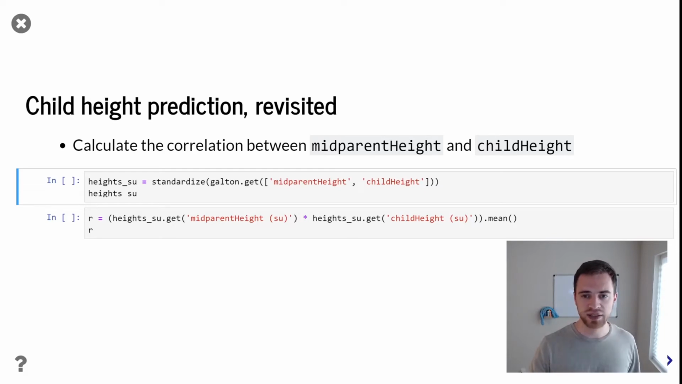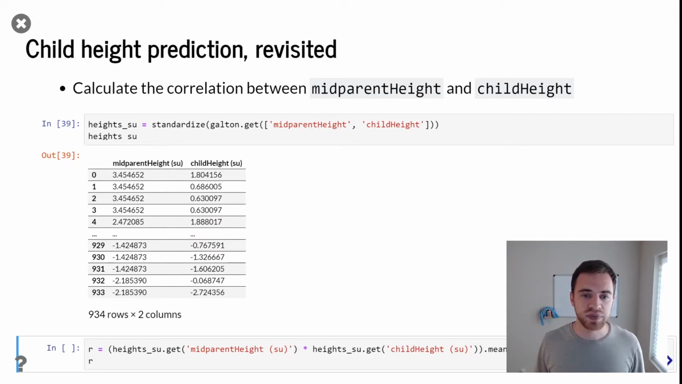So I have parent height, or their mid-parent height, and the child heights, and I've converted them to standard units. Okay, so here's the data set: mid-parent heights in standard units, child heights in standard units. Let's compute the correlation coefficient between these two. What do we expect it to be before we start? So positive, negative. If we think back to that scatter plot, remember, as you increase the mid-parent height, the child height also tends to increase.